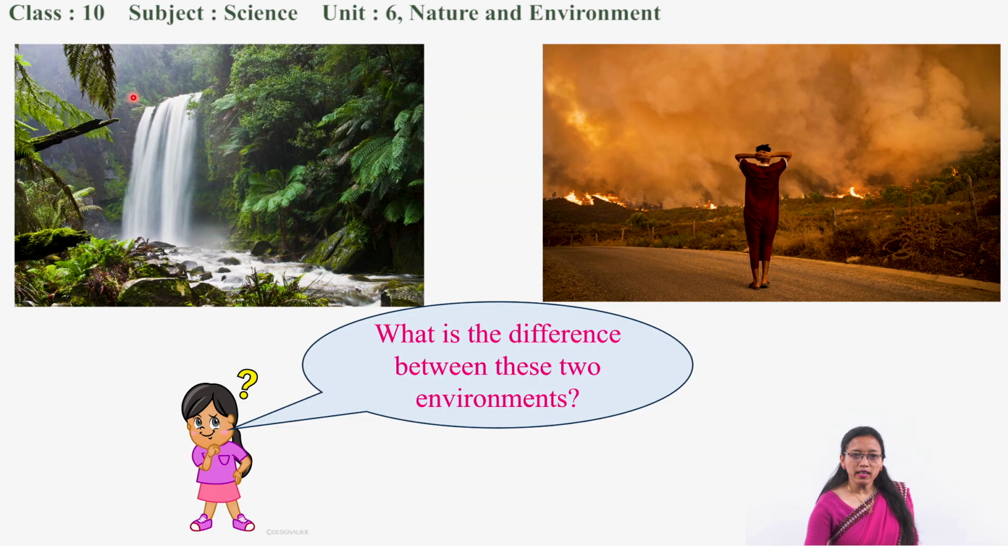So today just observe these pictures. In the first picture you can see there is greenery and a river is flowing. In the second picture, what do you observe? Yes, there is fire and smog coming out from that.